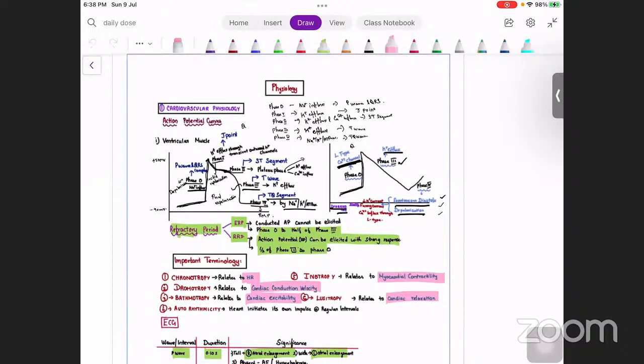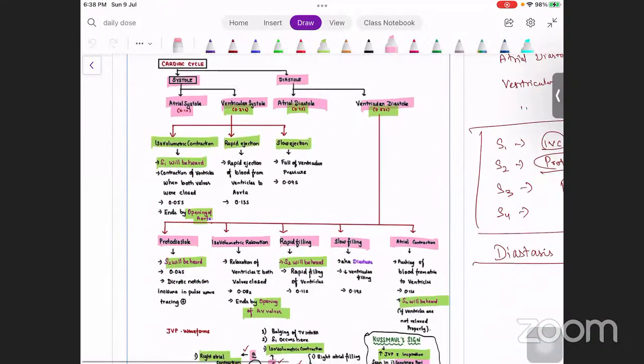Among that, you have the cardiac action potential: phase 0, sodium influx; phase 1, potassium efflux; phase 2, potassium efflux and calcium influx; phase 3, potassium efflux; and phase 4, sodium potassium ATPase. While in SA node and AV node, phase 0 depends on L-type calcium channel. Chronotropy, heart rate. Inotropy, myocardial contractility. Dromotropy, cardiac conduction velocity. Bathmotropy, cardiac excitability. Lusitropy, cardiac relaxation.